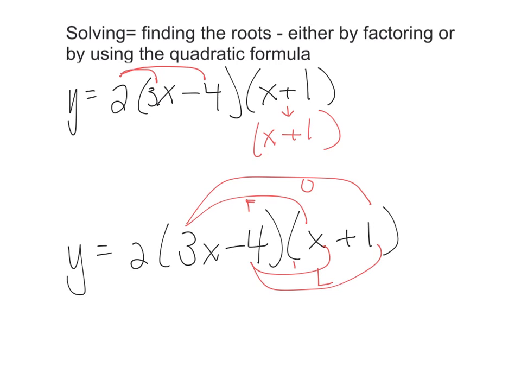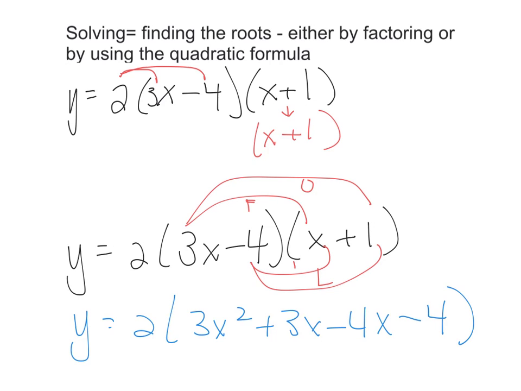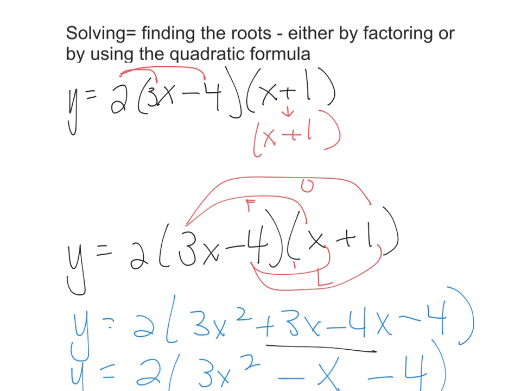So if you used FOIL first, which I believe most of you have, then you're going to end up with 3x squared plus 3x minus 4x minus 4. Anytime you use FOIL to expand, you have to simplify the 2 middle terms, which are like terms. So we have 2(3x squared, 3 take away 4 is negative 1. So minus x is your middle term. And then lastly, you're going to use the distributive property to multiply that 2 by each of the terms in the brackets. So your equation in standard form then is 6x squared minus 2x minus 8.